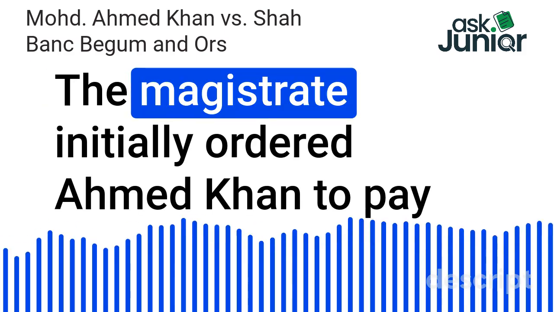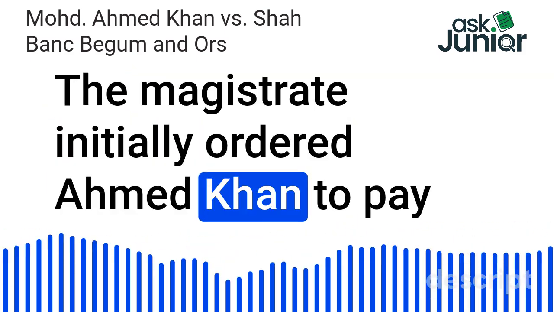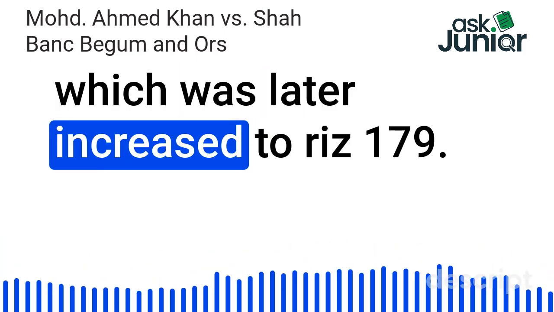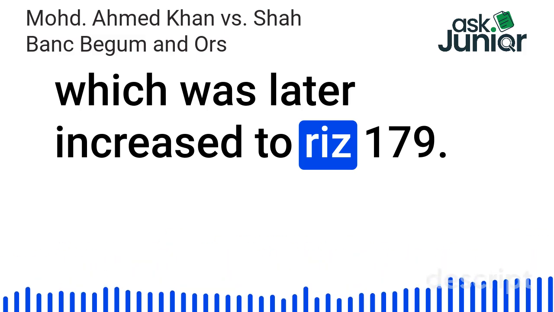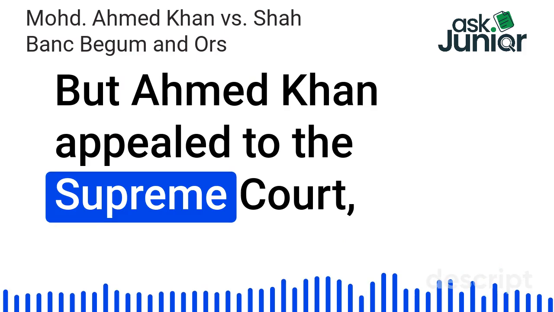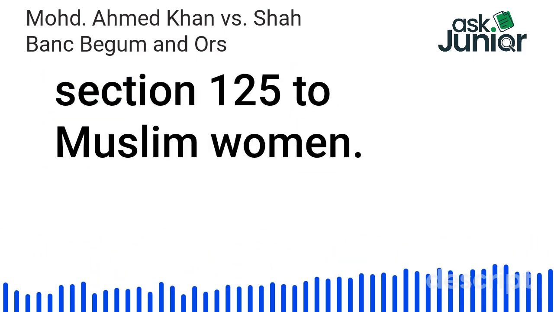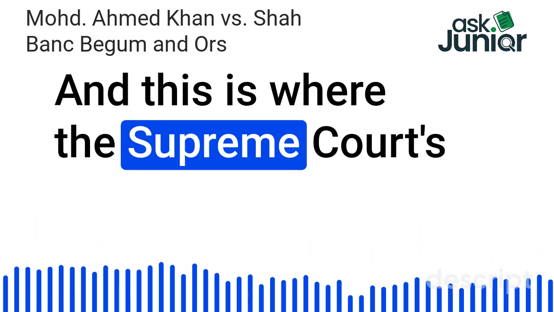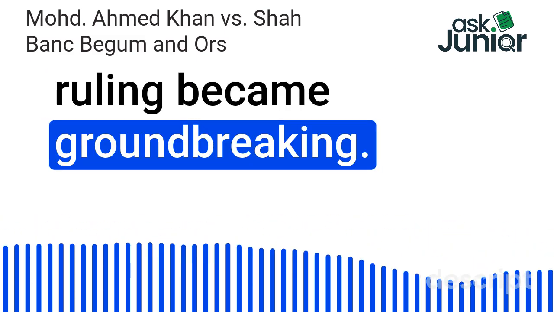Right. The magistrate initially ordered Ahmed Khan to pay a meager sum of Rs 25 per month, which was later increased to Rs 179.20 by the Madhya Pradesh High Court. But Ahmed Khan appealed to the Supreme Court, questioning the applicability of Section 125 to Muslim women. And this is where the Supreme Court's ruling became groundbreaking.